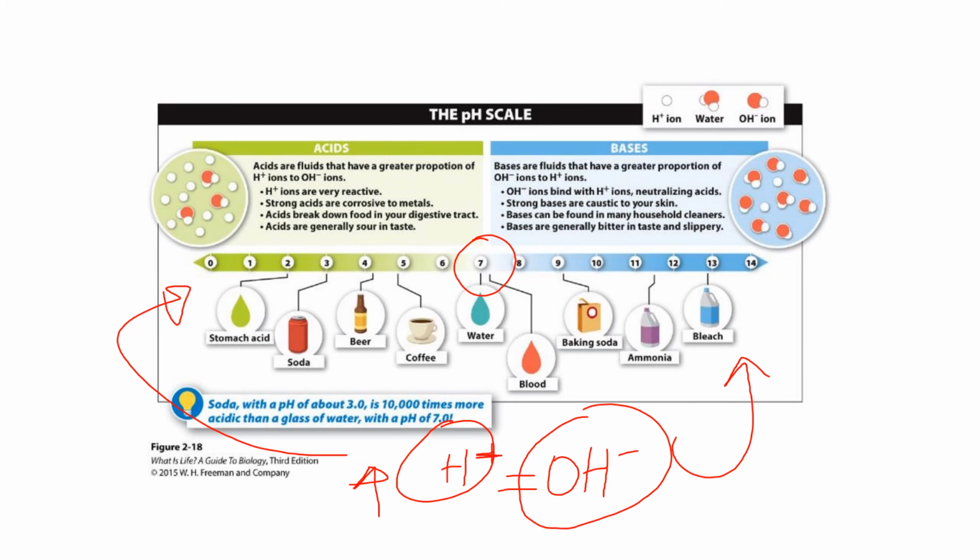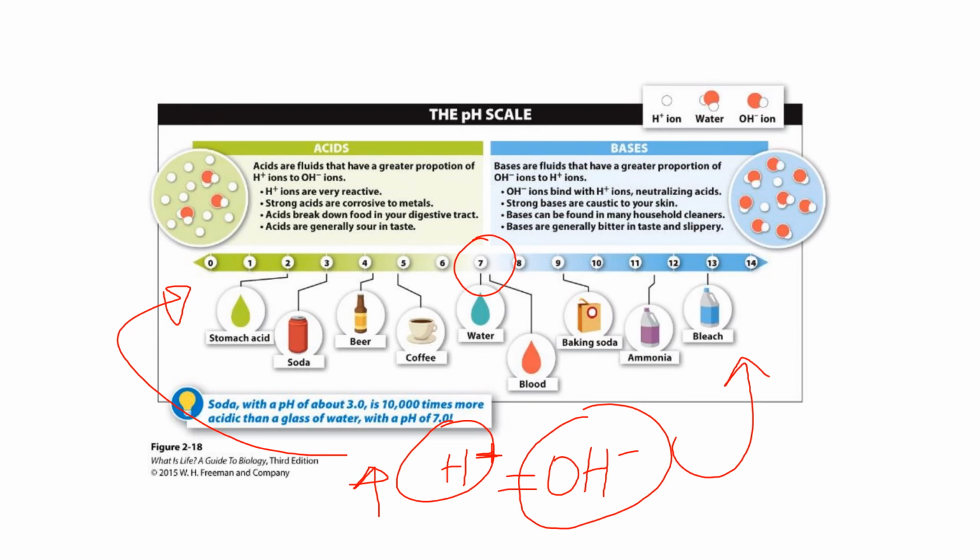Lemonade, for example, soda, coffee, stomach acid, all of these solutions are pretty acidic. If you take a look at the example of acidic solutions that is listed out for you, coffee has a pH of 5 and stomach acid has a pH of 2. The closer you are to 0, the more acidic the solution is. And so therefore, your stomach acid is way more acidic compared to coffee.